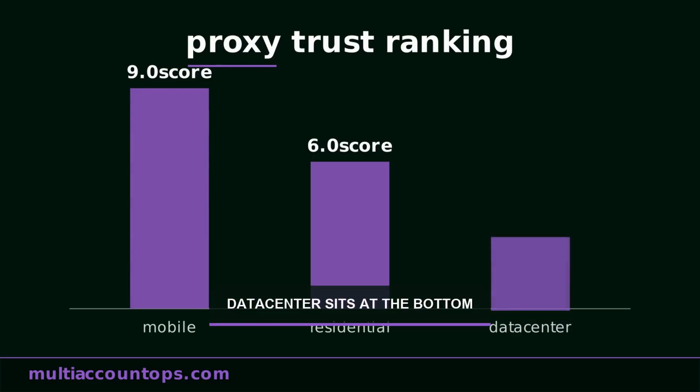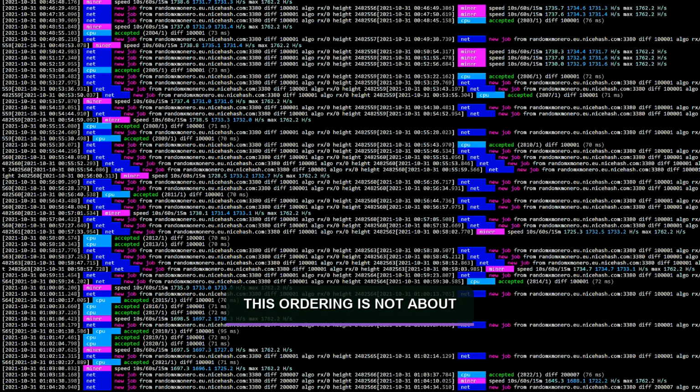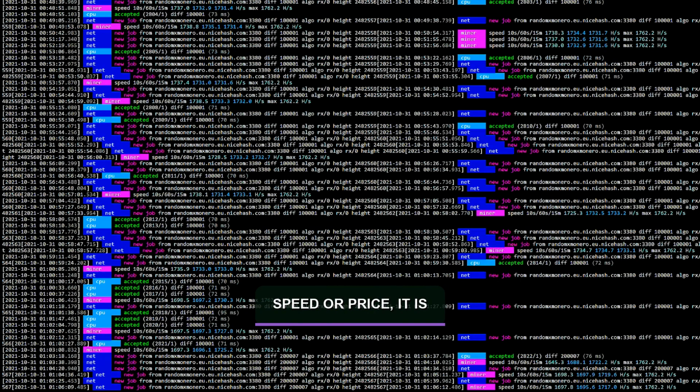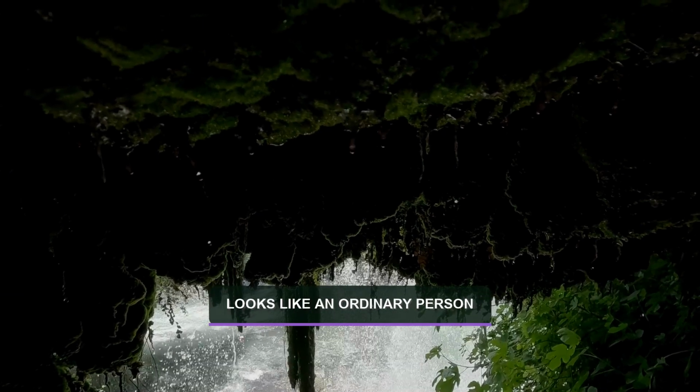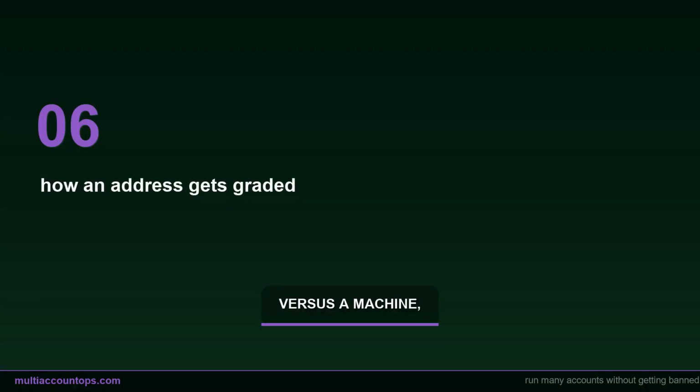Data center sits at the bottom for account work, fine for some jobs but wearing its hosting origin on its sleeve. This ordering is not about speed or price, it is about how much an address looks like an ordinary person versus a machine. And that is the axis platforms actually score. How an address gets graded.